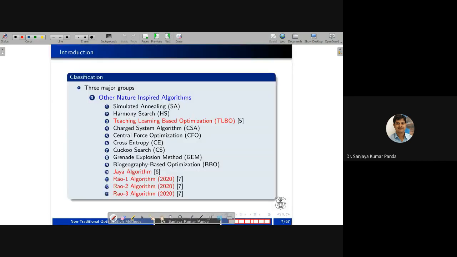Similarly, if you go for other nature-inspired algorithms, more or less these optimization algorithms are a recent development in the area of soft computing. A very famous algorithm under this category is called teaching learning based optimization. The main motivation behind this optimization is our classroom teaching, right?